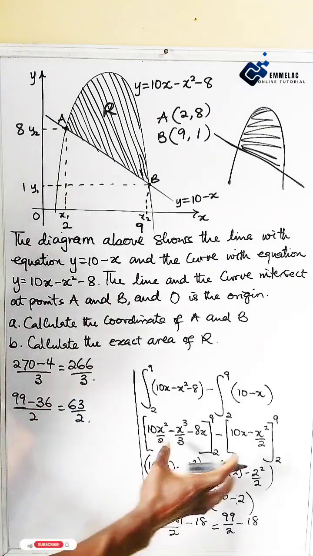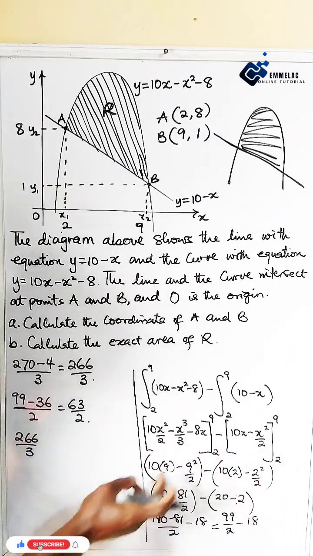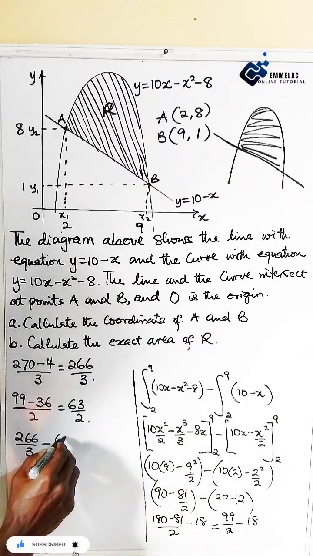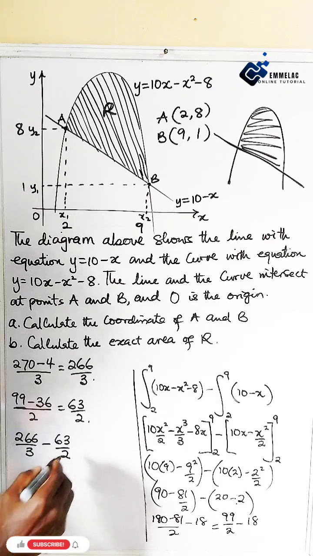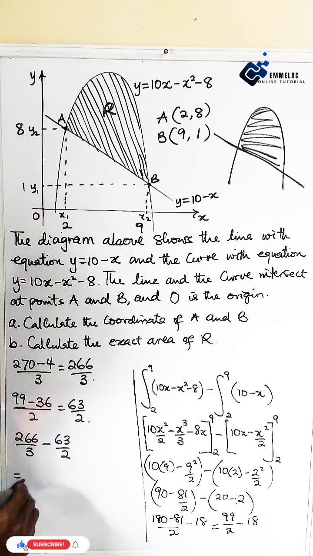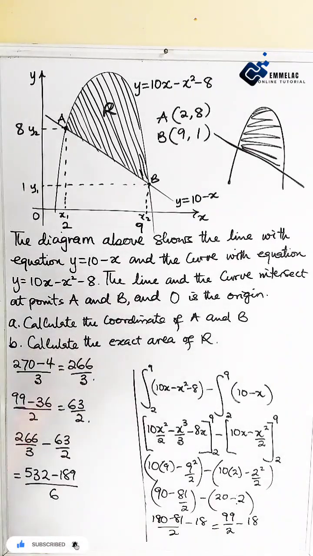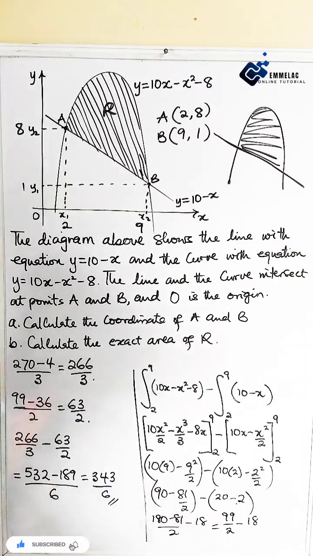Alright, now the whole expression here will become 266 all over 3, which is the answer to the left part of the expression, then minus 63 all over 2, which is for the right hand side. Now at the end of the day, our final answer becomes, finding the LCM here, we arrive at this fraction, and 532 minus 189 will then give us 343 all over 6, which is the final answer.